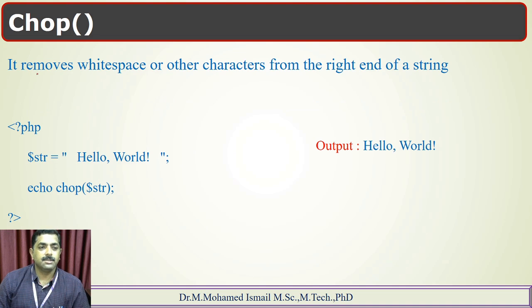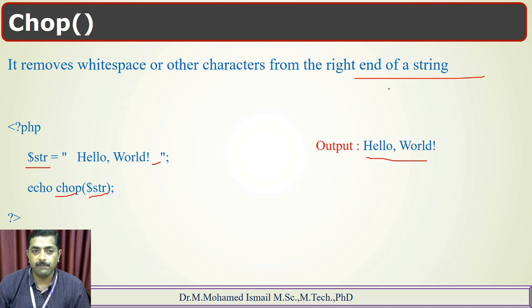The chop function normally removes white spaces and other characters from the right end of the string. Here some white spaces are at the right end, so I am storing it in a variable called str, and just printing with echo using the chop function on this string. It removes the white spaces from the right end of the string and prints like that.